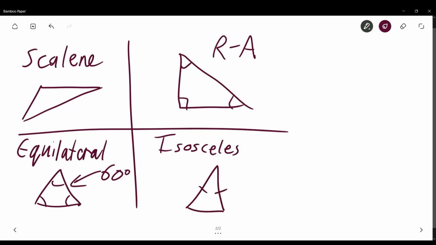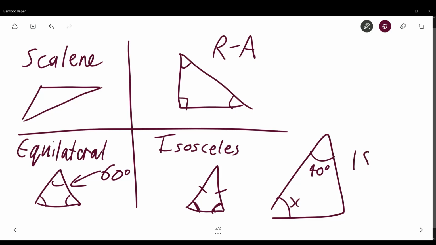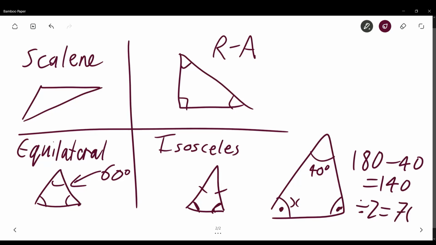Speaking of isosceles triangles, this is how it's spelled: isosceles. Two sides the same, two angles the same. Equal sides, equal angles. So if you were to get a question where one angle is 40 degrees and you've got to find out what this one is, get your 180 degrees, take away 40, which is of course 140. To get that angle, you just divide it by 2 because there are two of them, this one and that one. And of course that'd be 70 degrees.